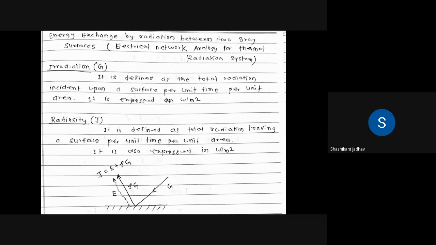So G_R is nothing but G into rho. G into rho is nothing but the reflected radiation from the incident radiation. The radiation that is incident, how much of it is reflected, how will we calculate that? Reflected radiation is equal to reflectivity into incident radiation. So reflectivity is nothing but rho, and incident radiation is nothing but G.